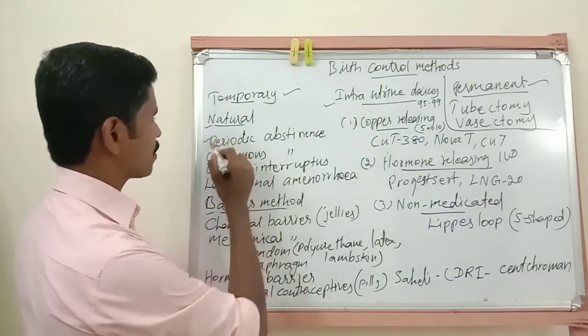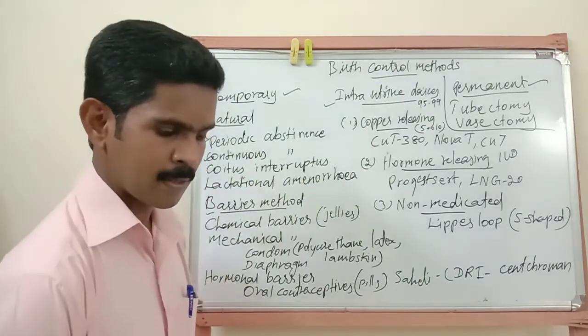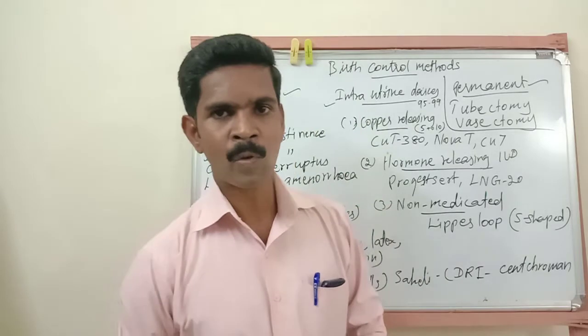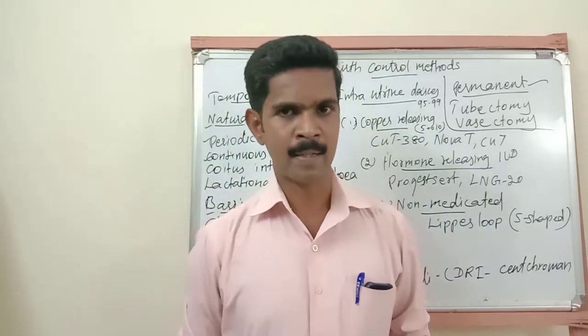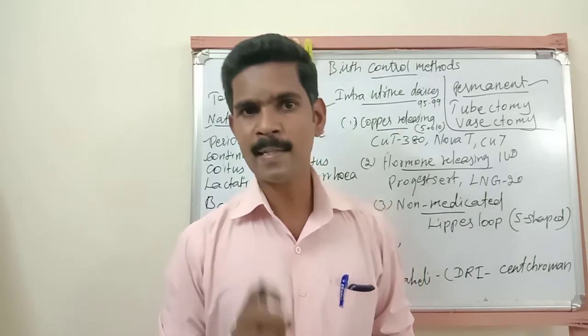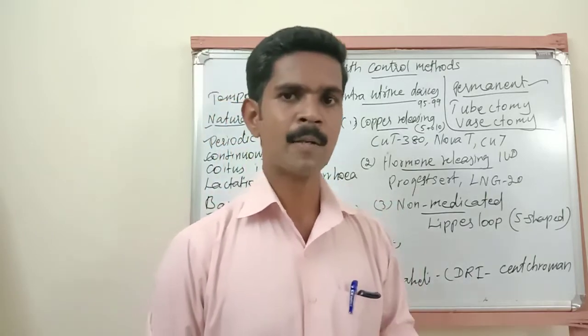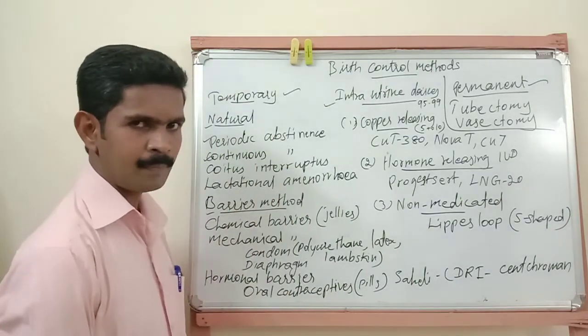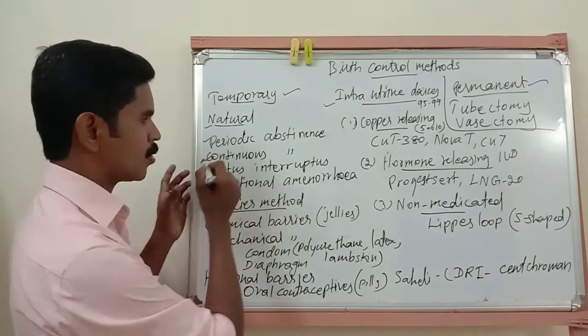Then second one is continuous abstinence. So first periodic abstinence is over, the second one is continuous abstinence. Here the male and female partners should not be involved in coitus for a particular period. Both male and female partners should not be involved in any sexual activities for a particular period. So this method is called continuous abstinence. I hope you all understood these 2 methods.